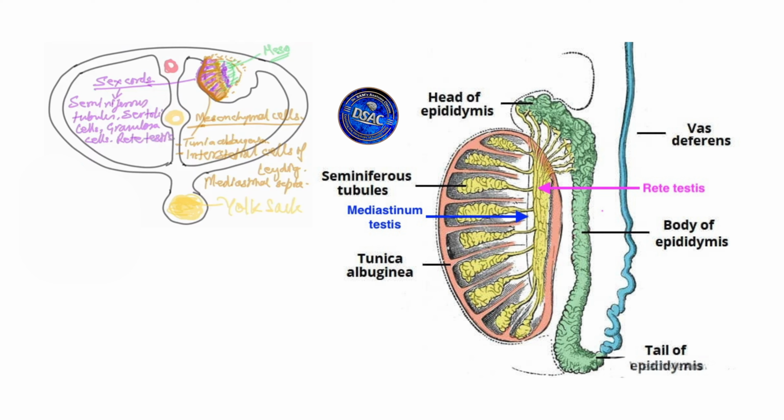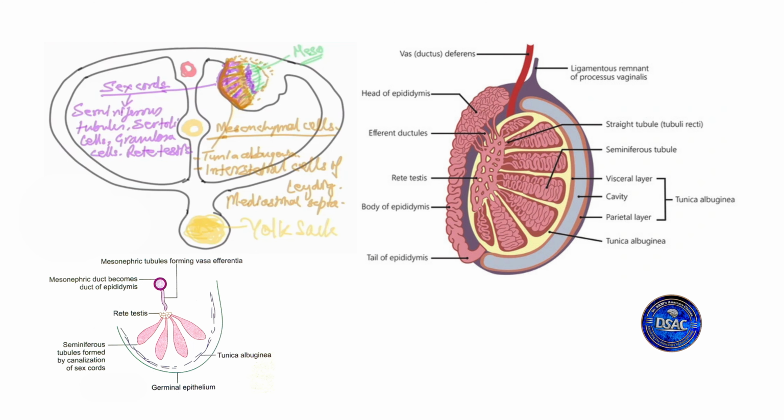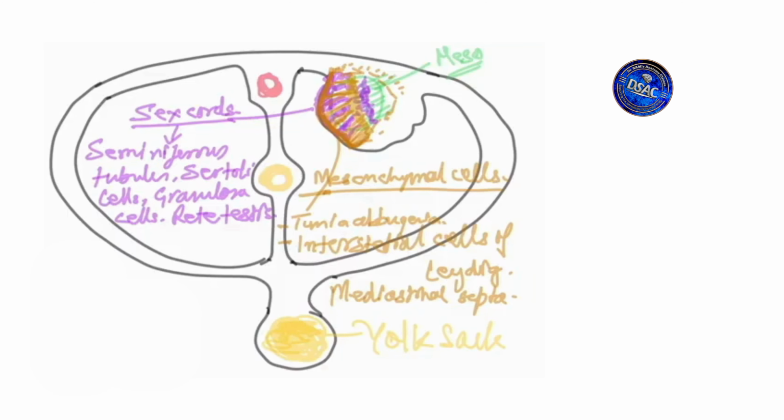So seminiferous tubules, after crossing the mediastinum testis, reach the medial portion of the testis where they form a plexus, and that's called rete testis. Now rete testis is also formed by the canalization of the sex cords. So all of these colors I have used to mention the structures derived from different portions of this nephrogenic cord. So I hope you've understood the origin of different types of cells.